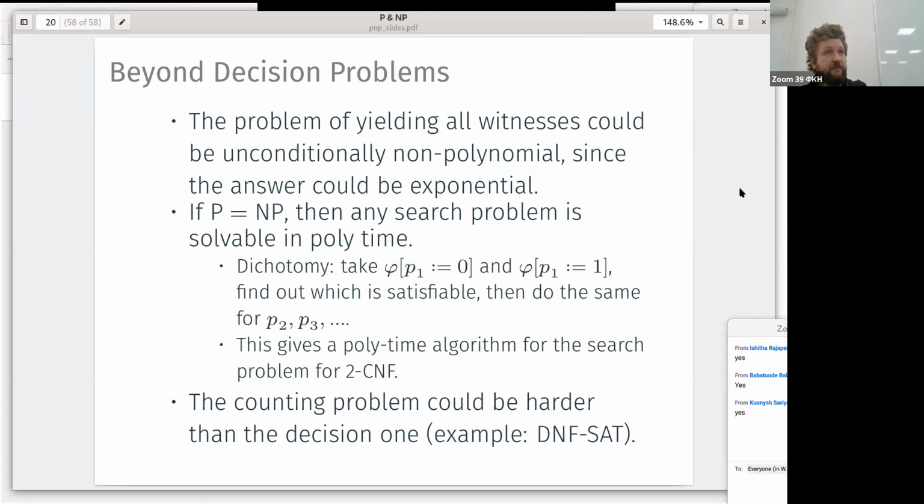But the counting problem, so given a DNF, what is the number of satisfying assignments? If P is not NP, then it is not polynomially solvable. And we'll discuss it next time, or maybe in the lecture after the next. So this is about all of the theoretical material for today.